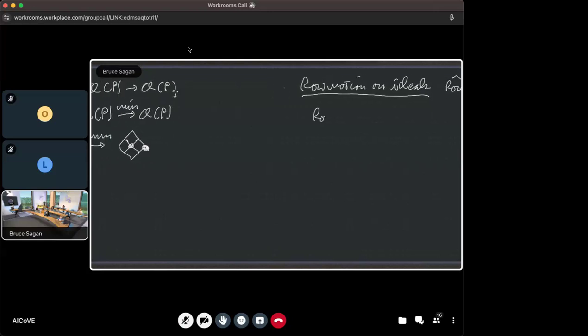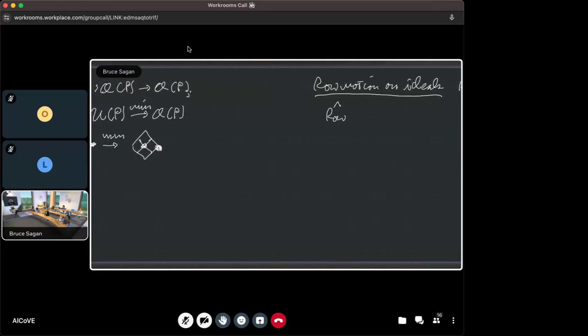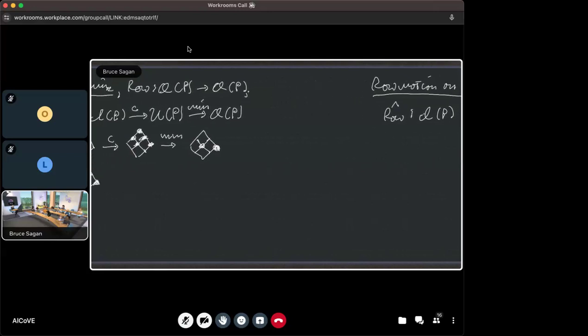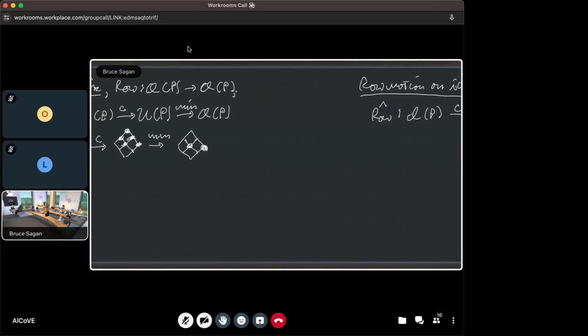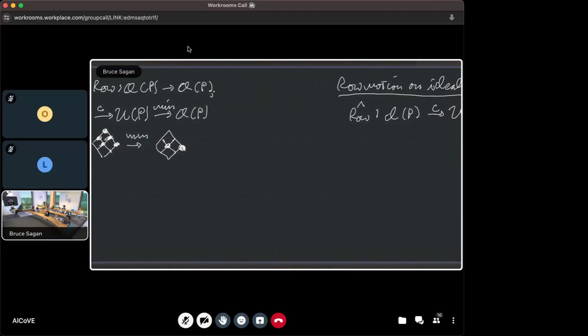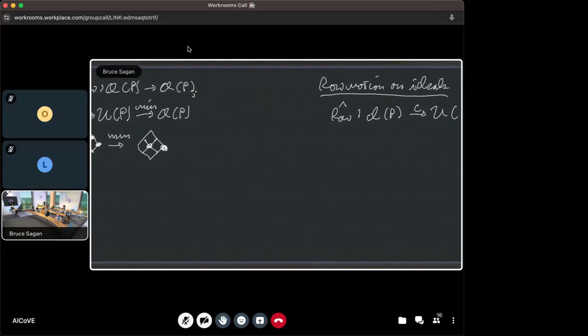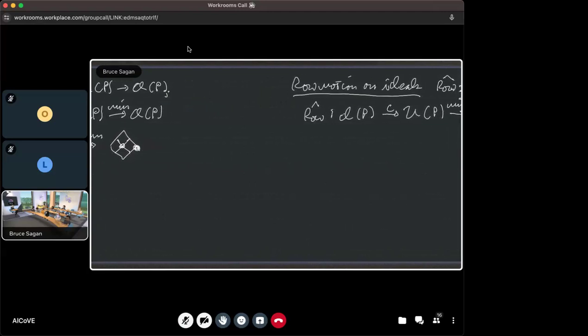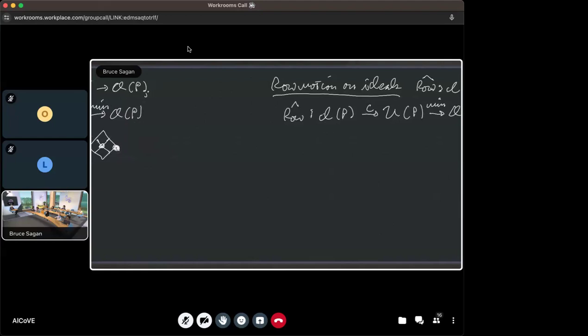And you just start with the ideal and then go around this process. You start with your ideal, you complement to get an upper order ideal, you take the mins to get an anti-chain, and then finally you take your down set to get another ideal. So similar sort of thing.